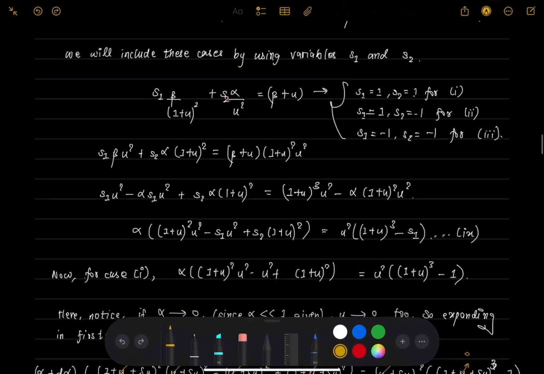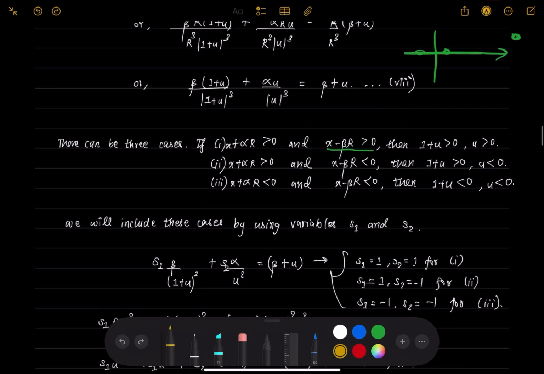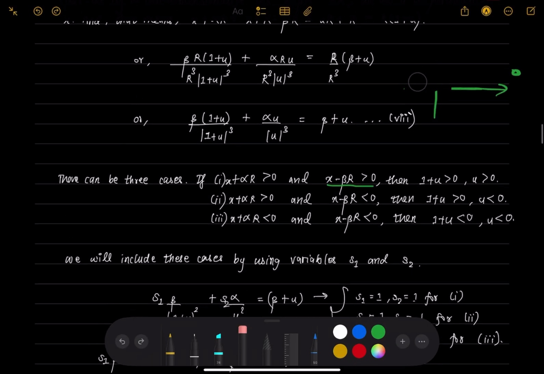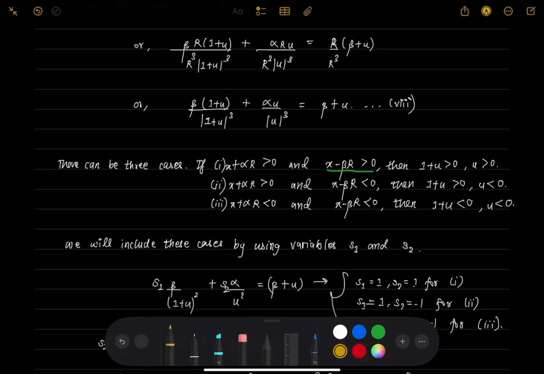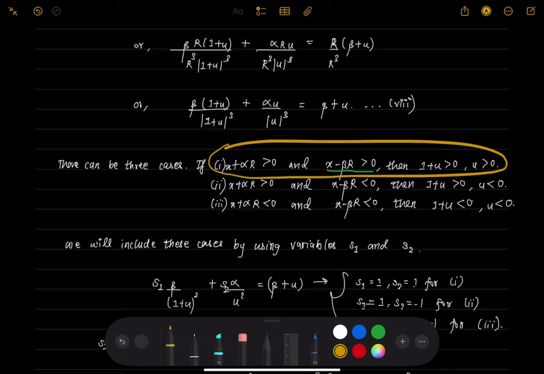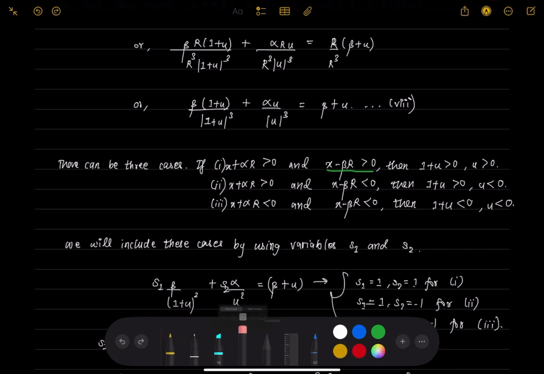For the case where S1 and S2 are both 1, for the first particular case, this case, right? So we've actually obtained the Lagrange point that the first case represents.